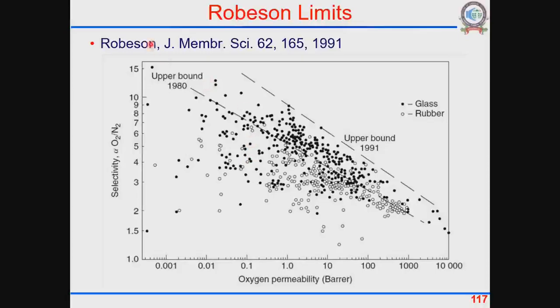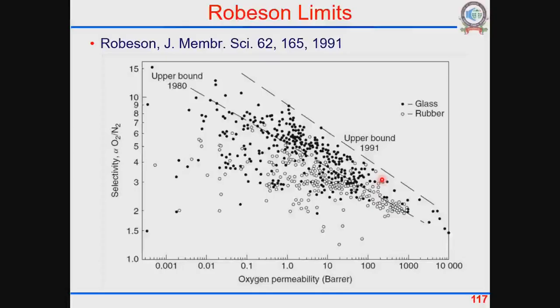There is a very famous graph which is given by this paper by Robeson in 1991. He compiled data from different papers for oxygen nitrogen separation selectivity, if you like, versus the oxygen permeability in Barrer. So this is the selectivity and permeability trade-off that we were talking about. And in the 1980s, he found that no data of selectivity and permeability was beyond this line. Everything was below this line.